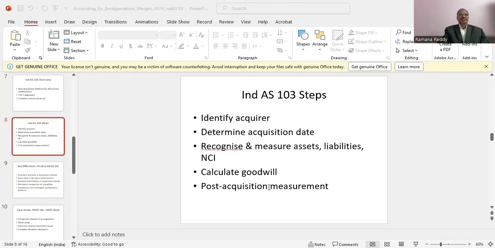Then post-acquisition measurement. In subsequent measurement, goodwill is not amortized. It is tested annually for impairment. Contingent consideration is remeasured at fair value through P&L if classified as a liability.